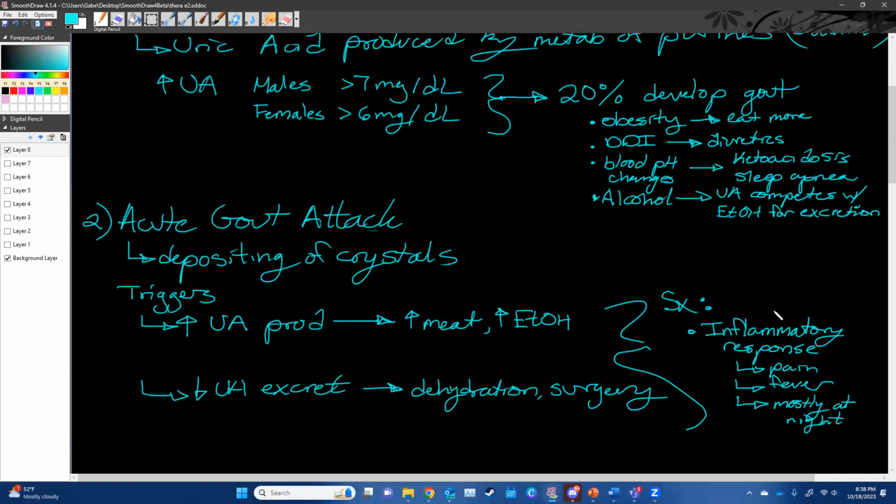What I want you to bear in mind is that this is mediated by the immune system. All right? Any kind of inflammatory response is mediated by the immune system. So because of that, we have to be mindful that this is a potential way that we can treat it.